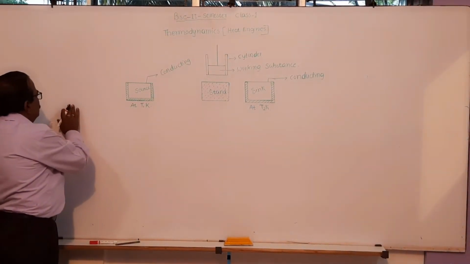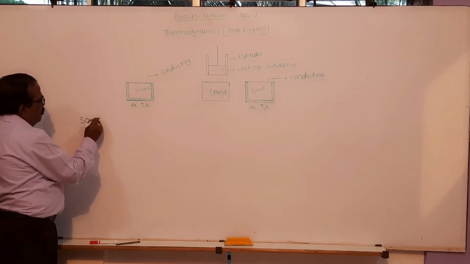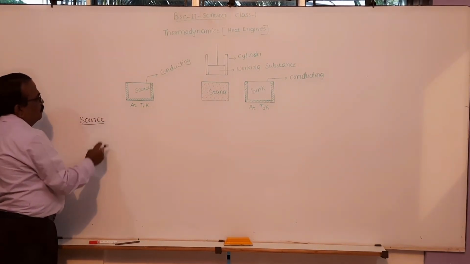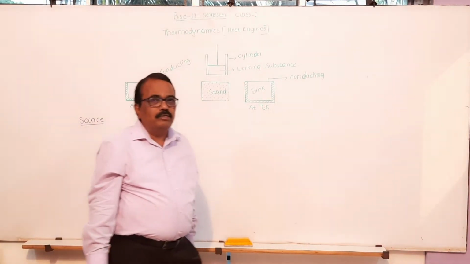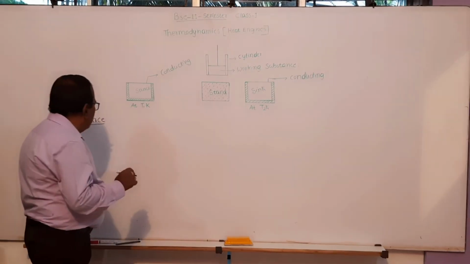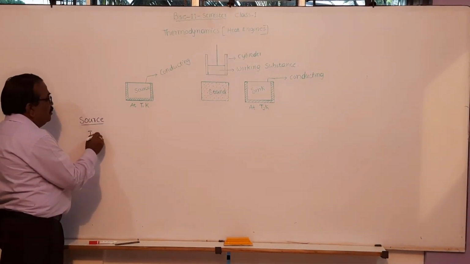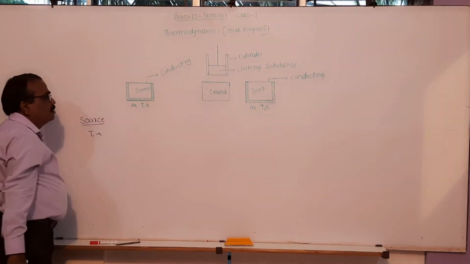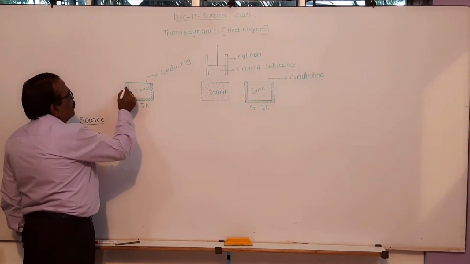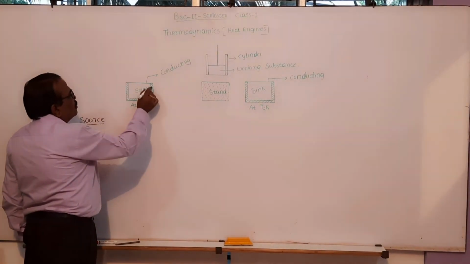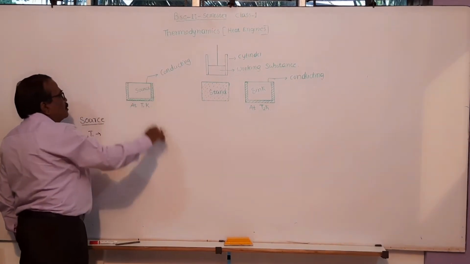One is the source, which is maintained at a very high temperature T1. It has infinite thermal capacity. It is provided with insulating sides, but only the top is conducting.